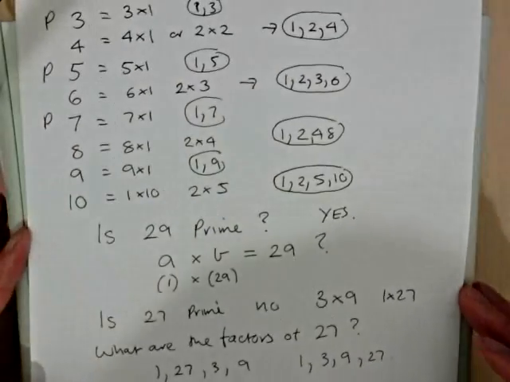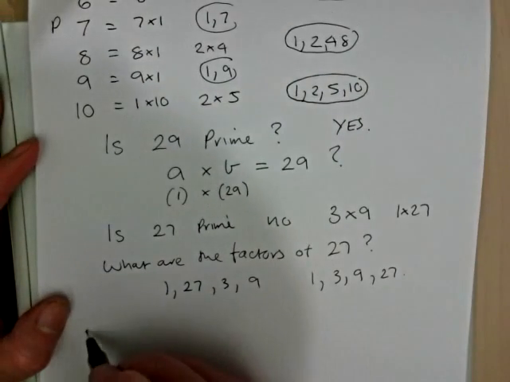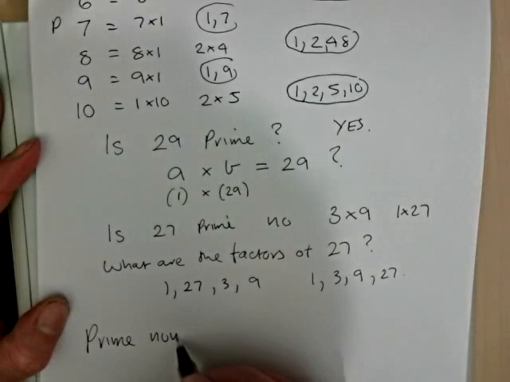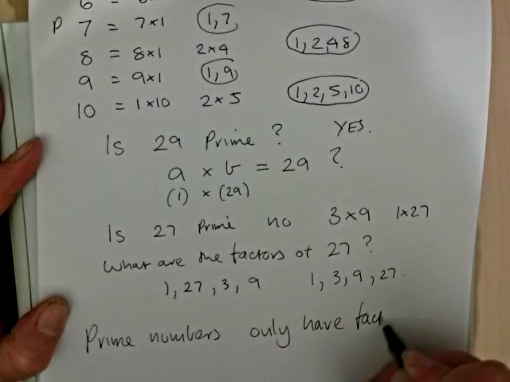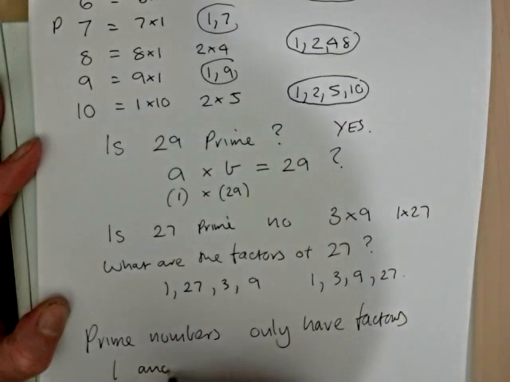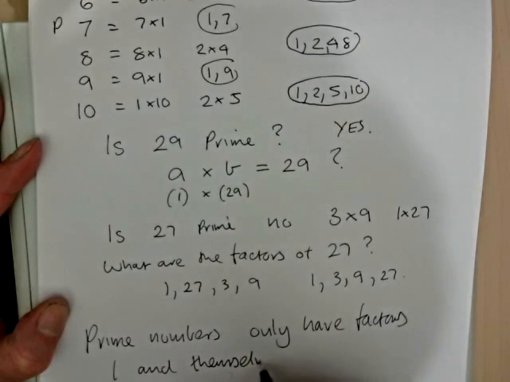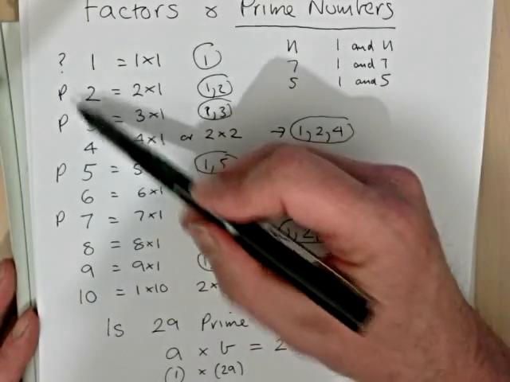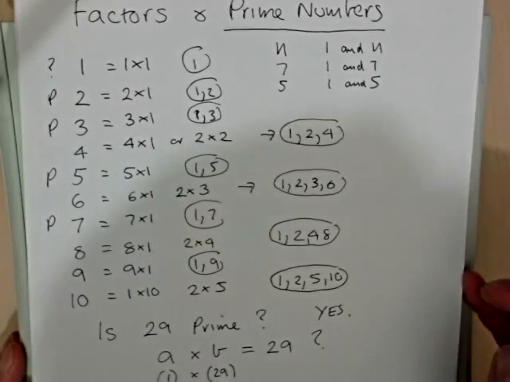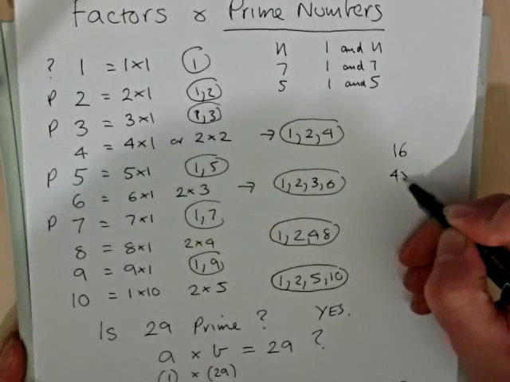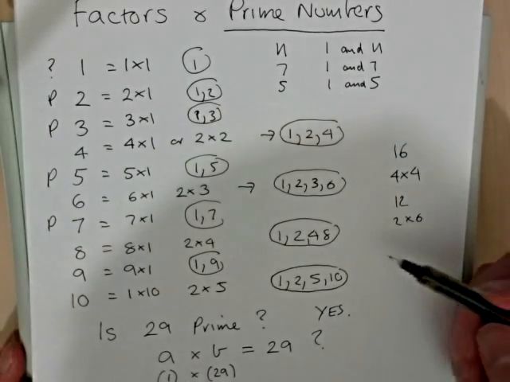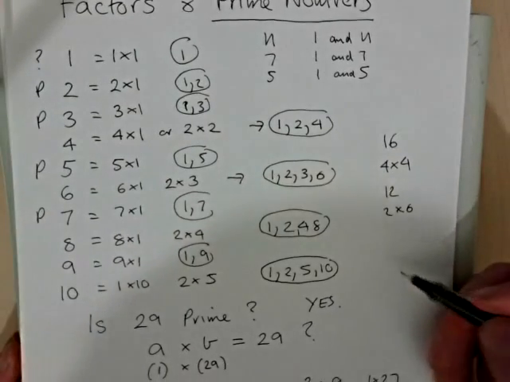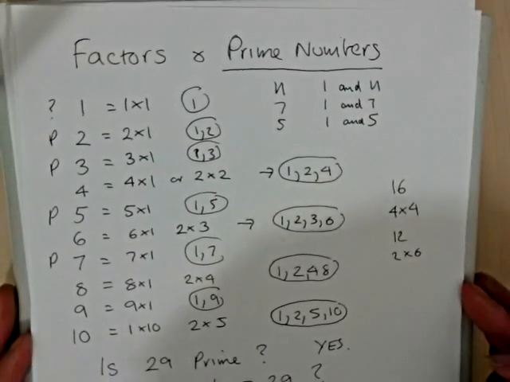So to recap then, prime numbers only have factors 1 and themselves. Also, you might notice then, apart from 2, every other even number will not be prime. So for example, 16, 4 times 4, 12, 2 times 6, and so on. So it's only odd numbers that might be prime once we're past the number 2. So that's a lesson on factors and prime numbers.